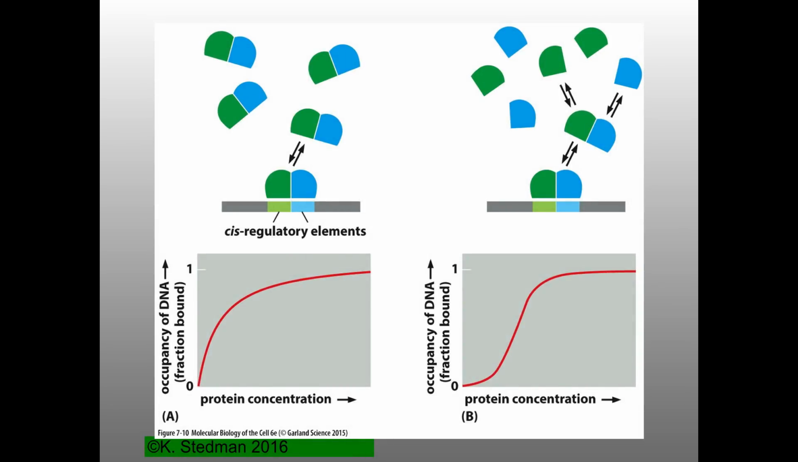So that's really three reasons that dimers are very good. One, you get higher specificity. Two, you can get heterodimerization. And three, you can get cooperative binding.